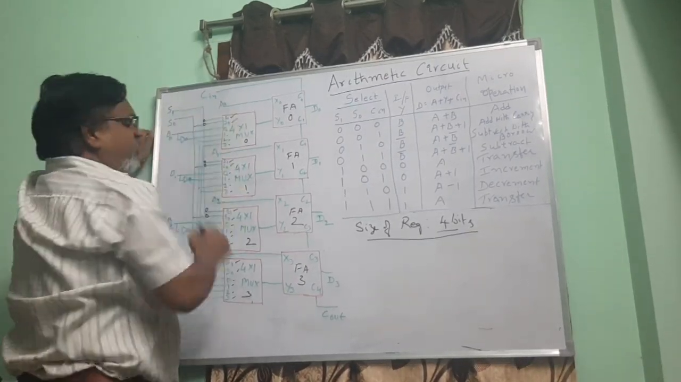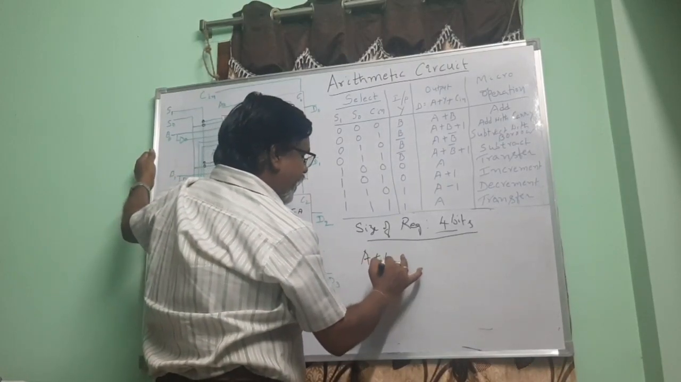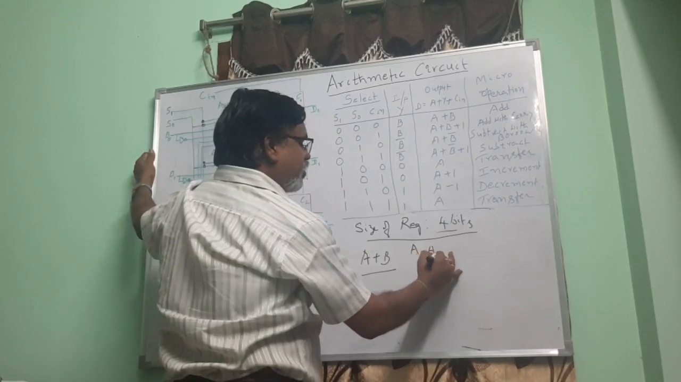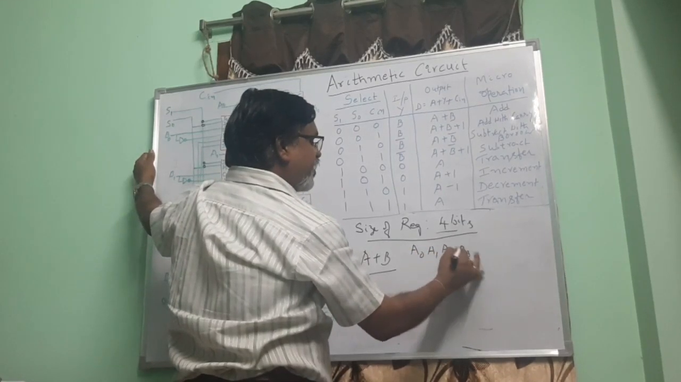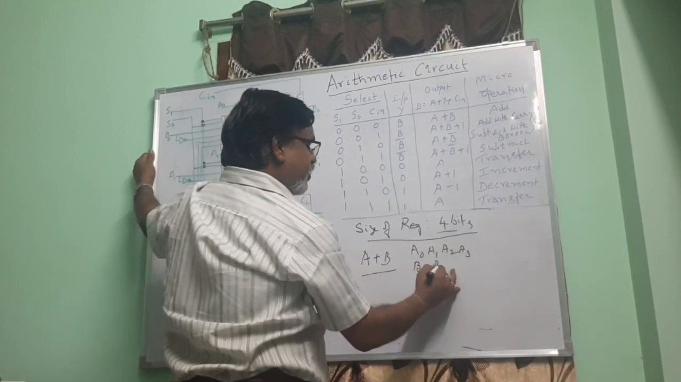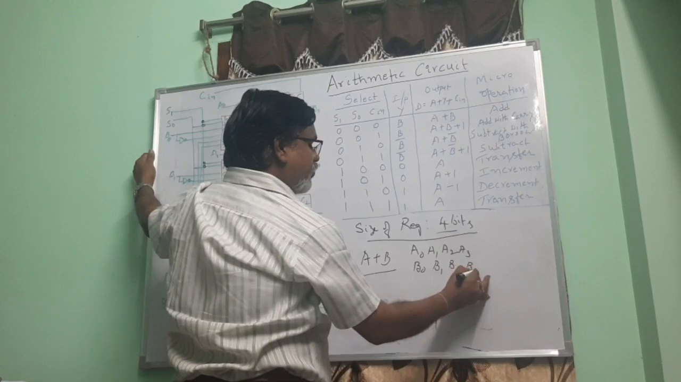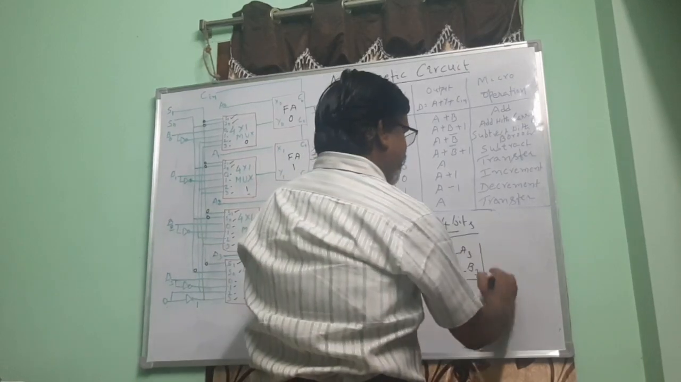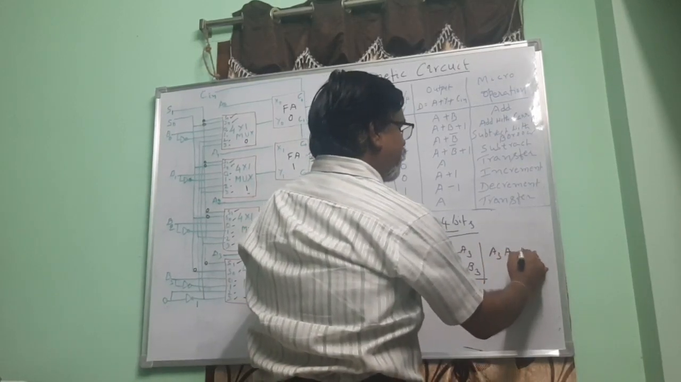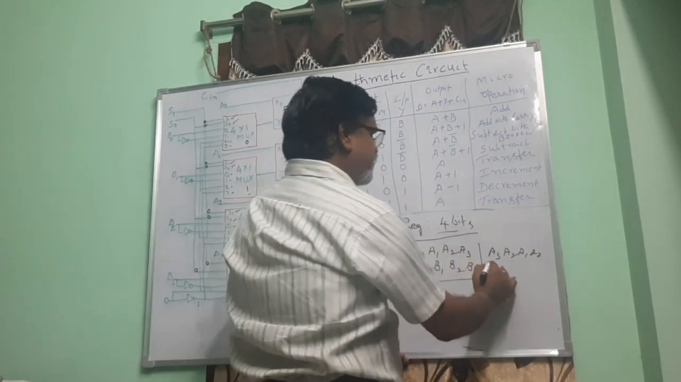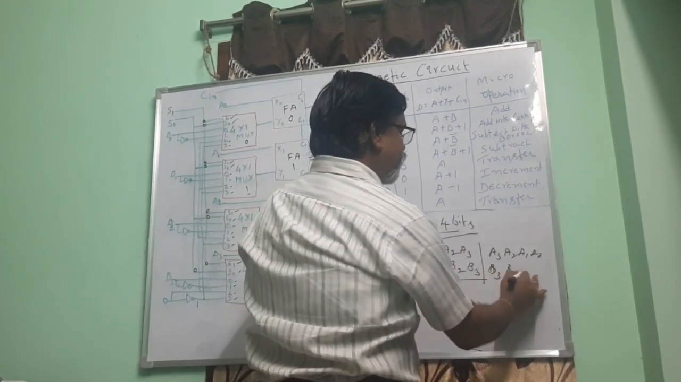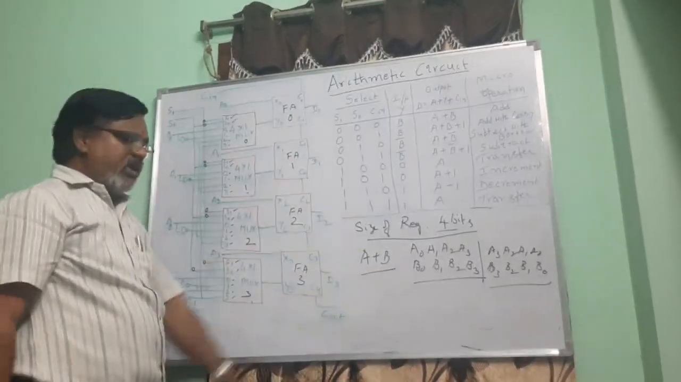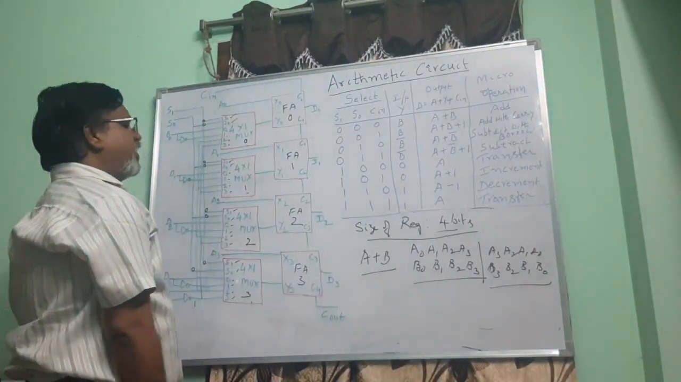Now we want to add A plus B. So A0, A1, A2, A3, B0, B1, B2, B3. Yeah, 4-bit size. You can ask me, you can write even in this direction also: A3, A2, A1, A0, left to right like this. B3, B2, B1, B0. For your understanding of MSB or LSB, I have given 2 notations there.